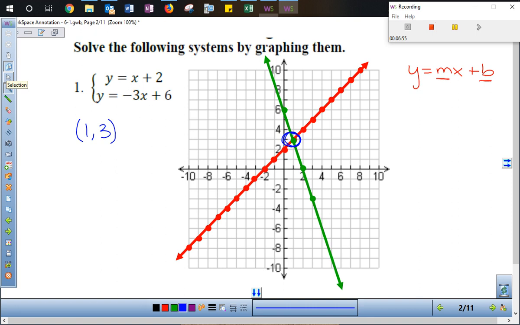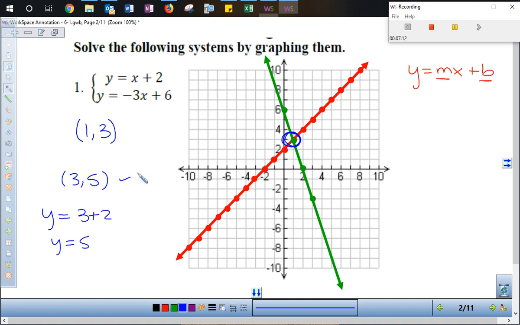If I were to choose another ordered pair, say for example, let's go 3, 5. Let's see if it works for my first equation. So y equals 3 plus 2. Well, 3 plus 2 is 5, so y equals 5. So this definitely works for the first equation, okay? But if I were to substitute it into the second, y equals negative 3 times 3 plus 6. Negative 3 times 3 is negative 9. Negative 9 plus 6 is negative 3. So I don't get the 5 back. So it does not work for the second equation.